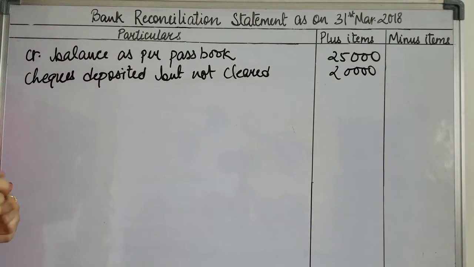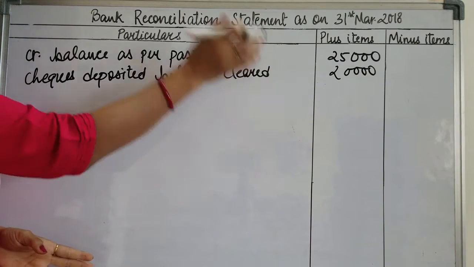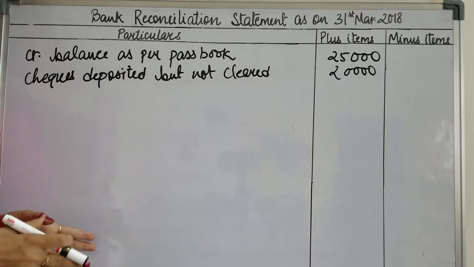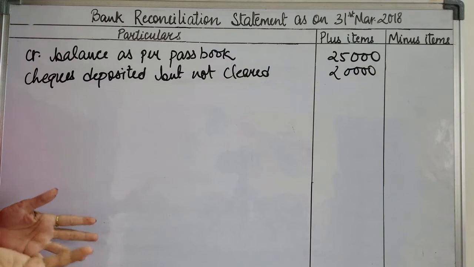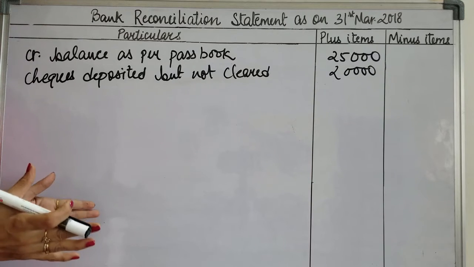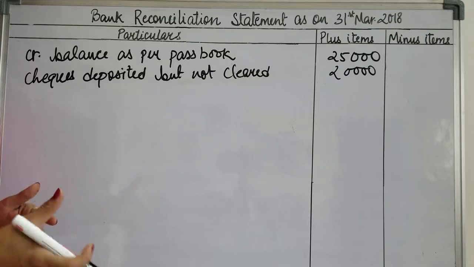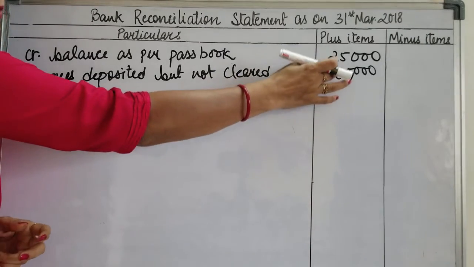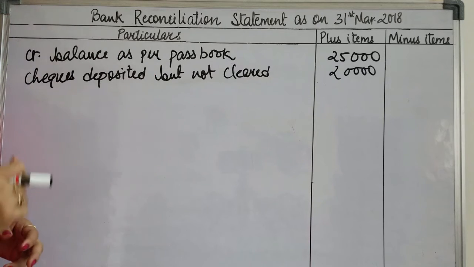This amount is added because from the firm's point of view, this amount is deposited in bank, due to which the bank balance in the bank column of the cash book must have increased. But as it is not cleared yet, the bank passbook is still showing a lesser amount. So this amount is added to make the balance of passbook at par with the balance of cash book.